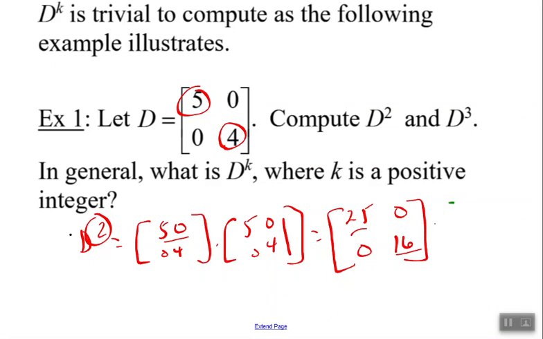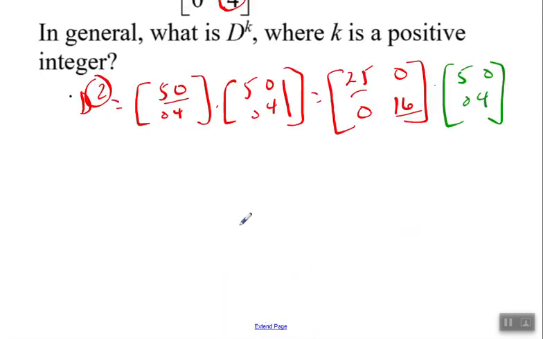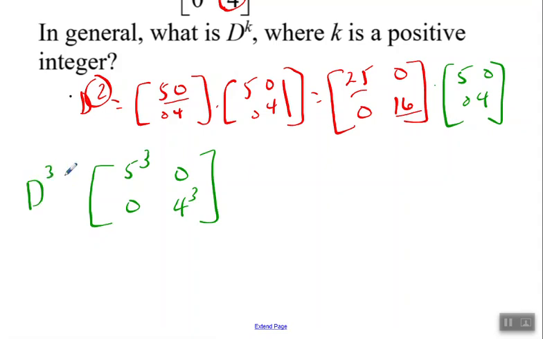So if I multiply that again by [[5,0],[0,4]], we would get really the same thing. We would get 25 times 5, I'm just going to write that as 5 cubed, or 125. 0, and then we have 16 times 4 for the last one, or 4 cubed. So this is what D cubed is going to be. So D to any positive integer K is going to have 5 to the K and 4 to the K on the main diagonal, and the other values are going to be 0.